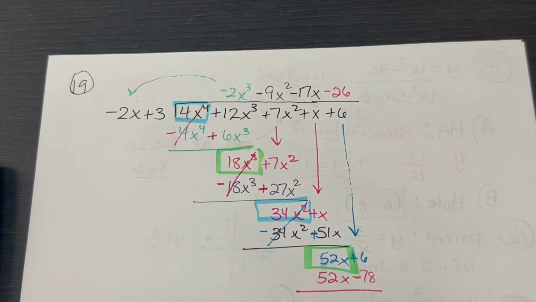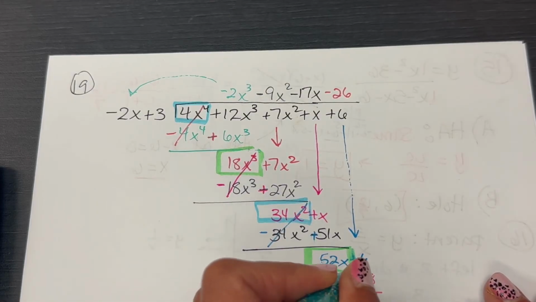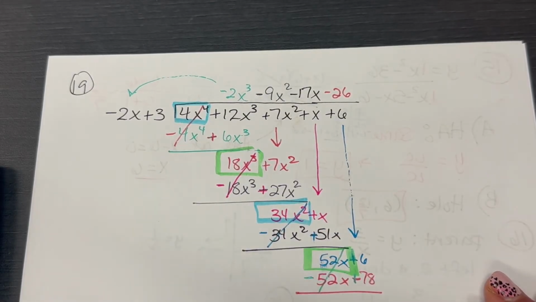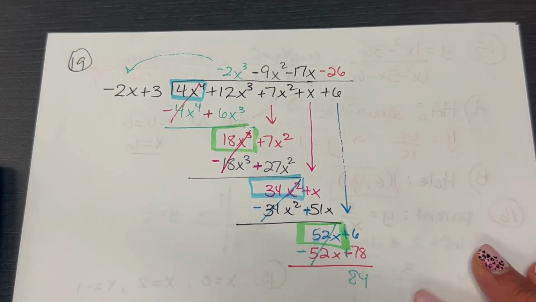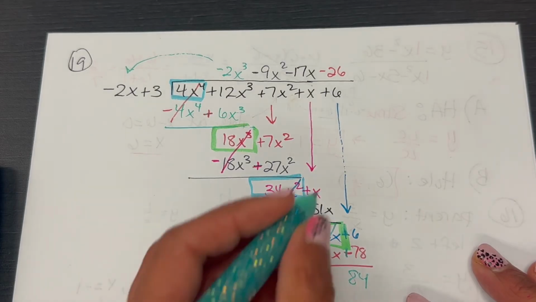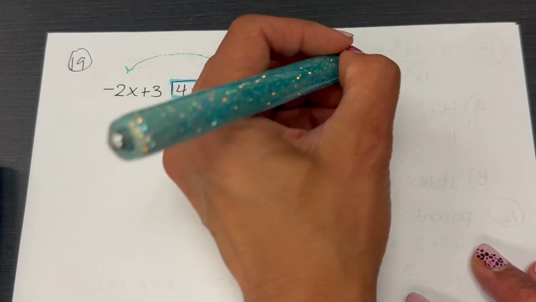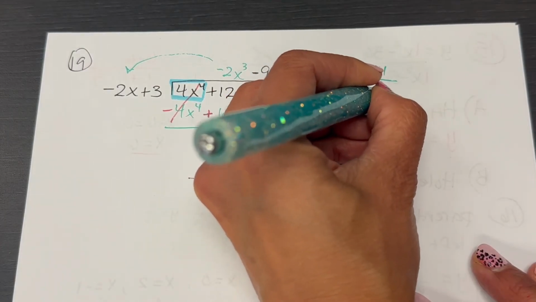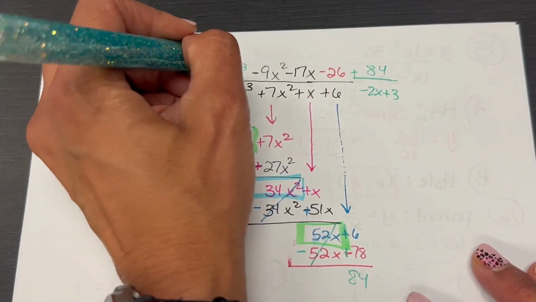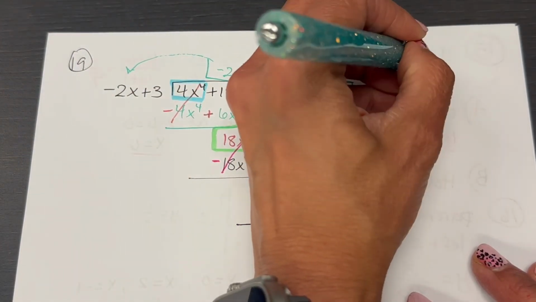Then we have to do the sign change. So this is negative, this becomes positive, those cancel. 6 plus 78 is what, 84? So there's my remainder. It's positive, so I'm gonna add it on at the end: 84 over the divisor, negative 2x plus 3. So this is the answer that you had to type into the box.